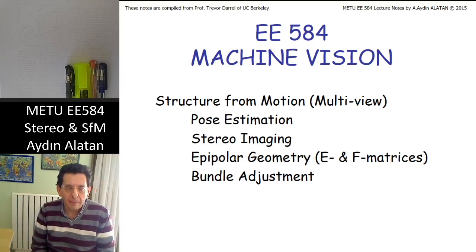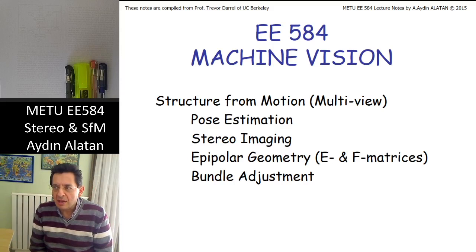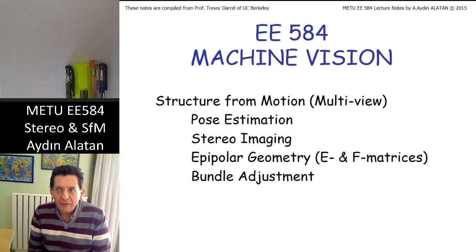Okay, hello everyone. We have reached the last chapter of our course. This is entitled Structure from Motion. We will try to finish this part in, I think, about five sessions. The first one will be devoted to, as indicated here, pose estimation. And then I'm going to talk about stereo parallel located cameras. How do we use those kind of imaging systems for our purposes?